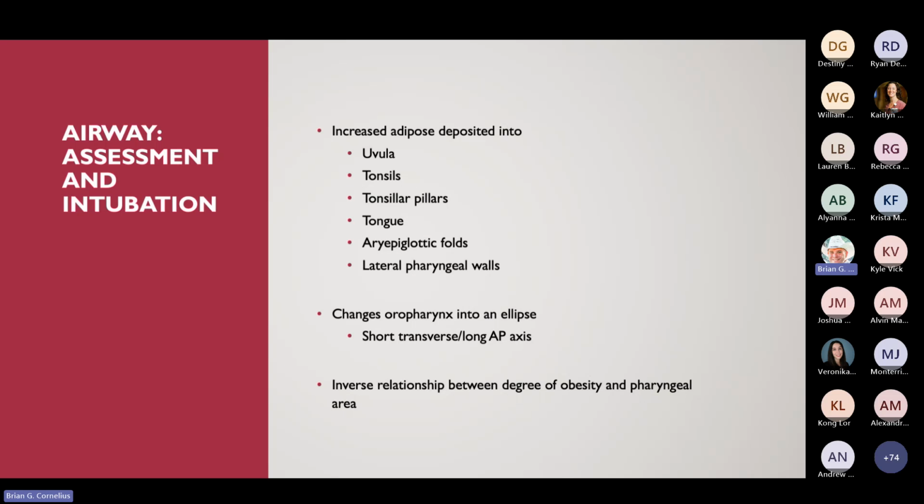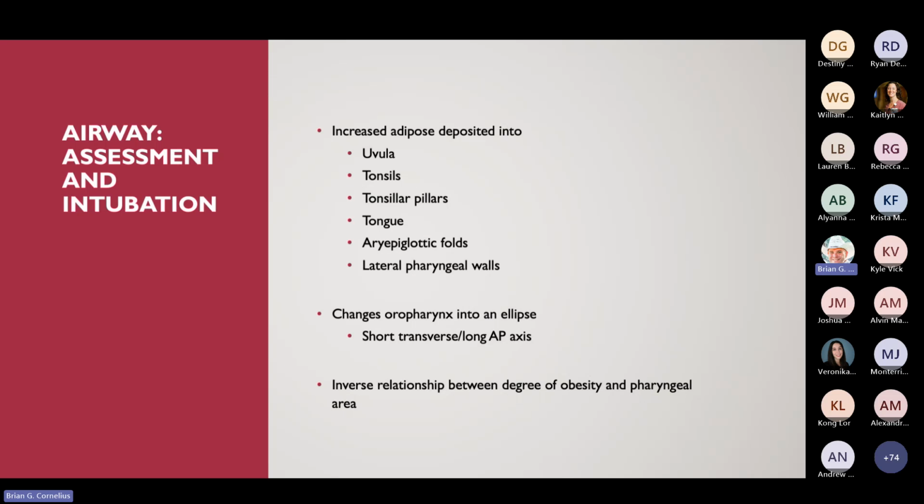You'll be surprised how many of these patients you really think are going to be difficult and then they aren't. But a lot of times what you will see is increased adipose tissue deposited into a lot of the airway structures. The tongue tends to be one of the biggest problems for us because they get that large tongue and it's really hard for us to instrument the airway. That's the nice thing about using a fiber optic scope or a video laryngoscope because you're not trying to directly see things. So it's a little bit easier to see using that video scope than trying to see it directly.